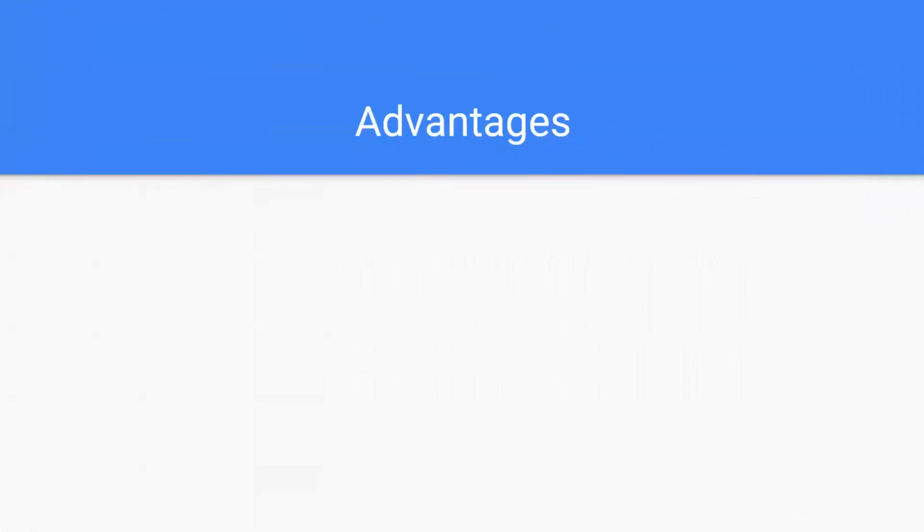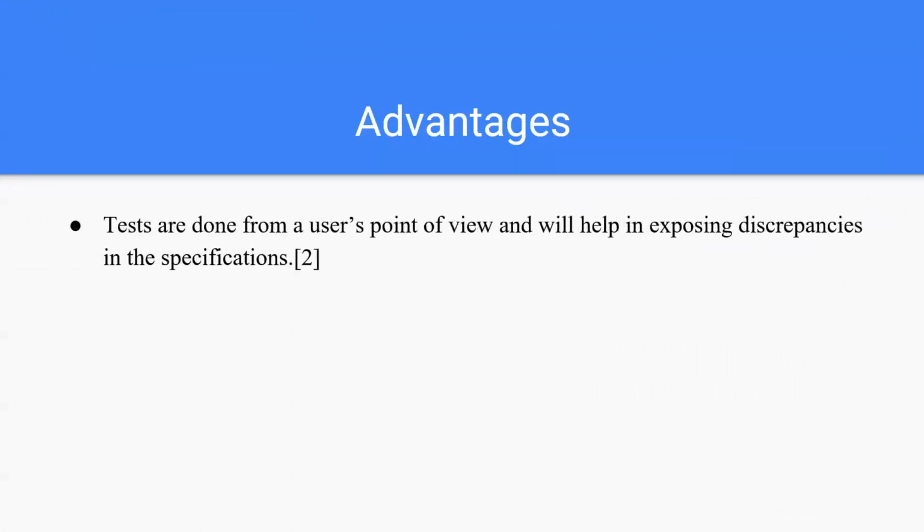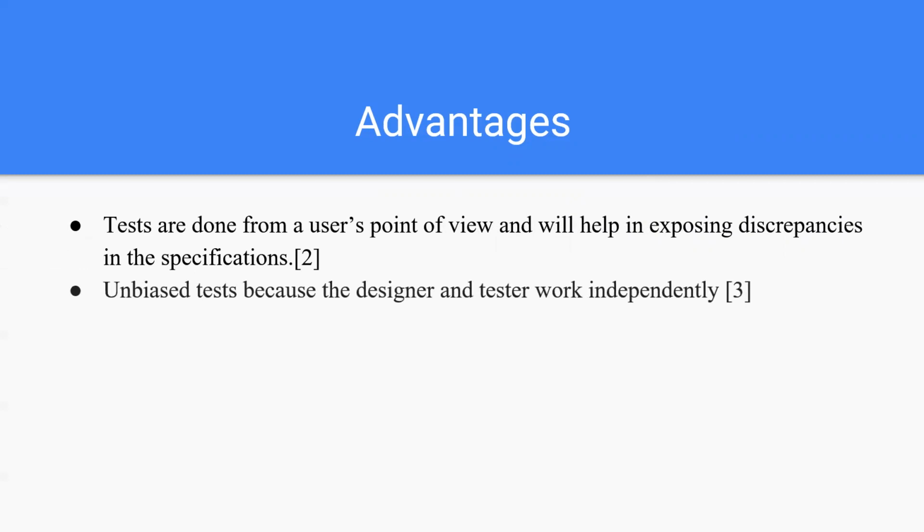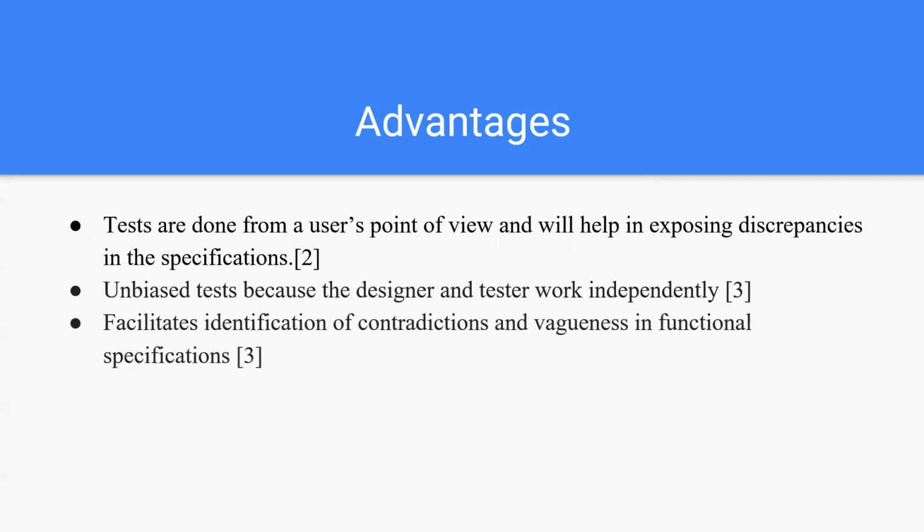There are many advantages of black box testing. First, tests are done from a user's point of view, and this helps in exposing discrepancies in the specifications. Next, unbiased tests, because the designer and tester work independently. It also facilitates the identification of contradictions and vagueness in functional specifications.